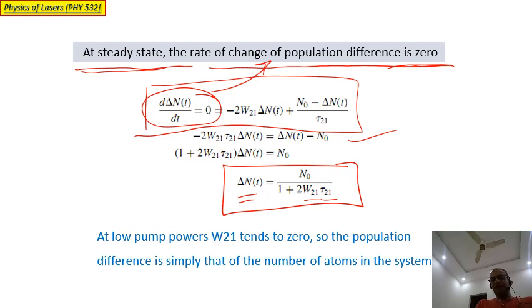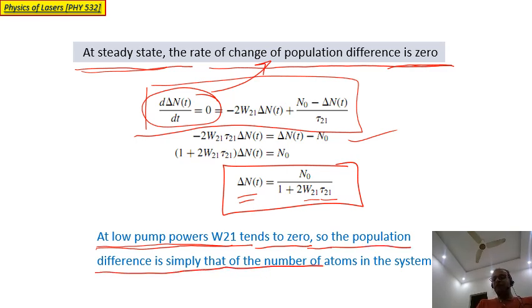So what it's saying here: at low pump power, omega to 1 tends to 0. Okay, at low pump power, omega to 1 tends to 0. So the population difference is simply that of the number of atoms in the system.